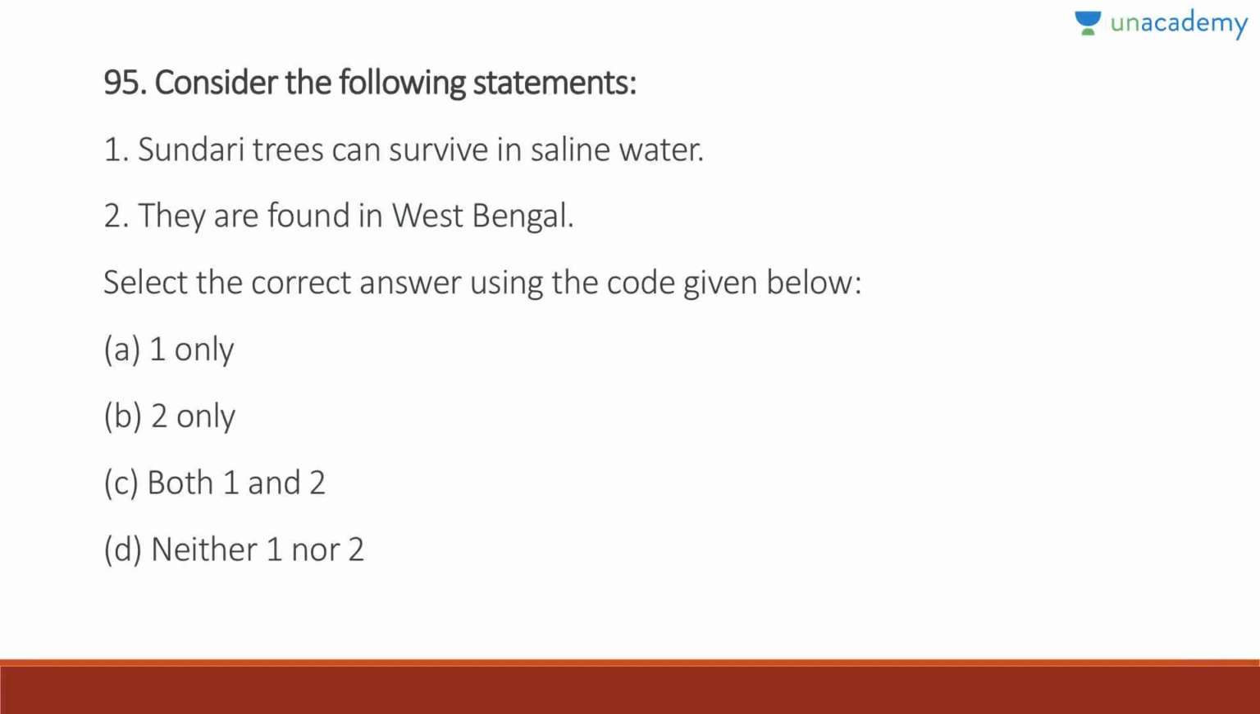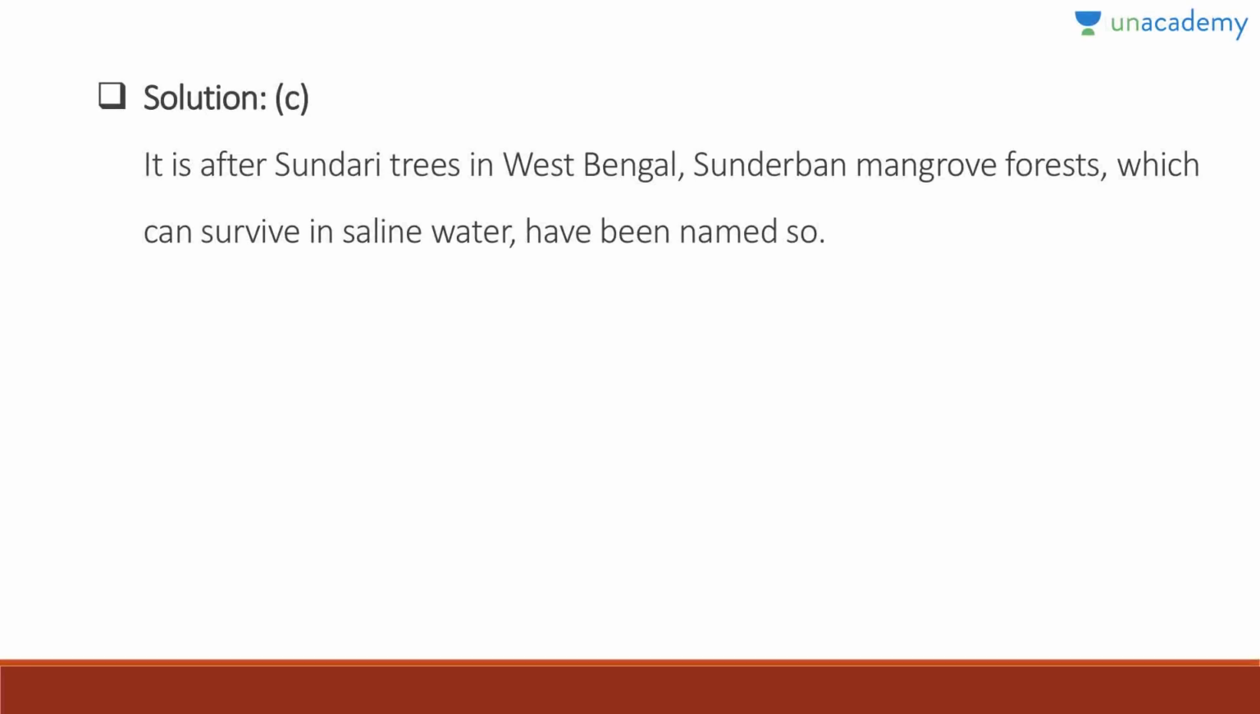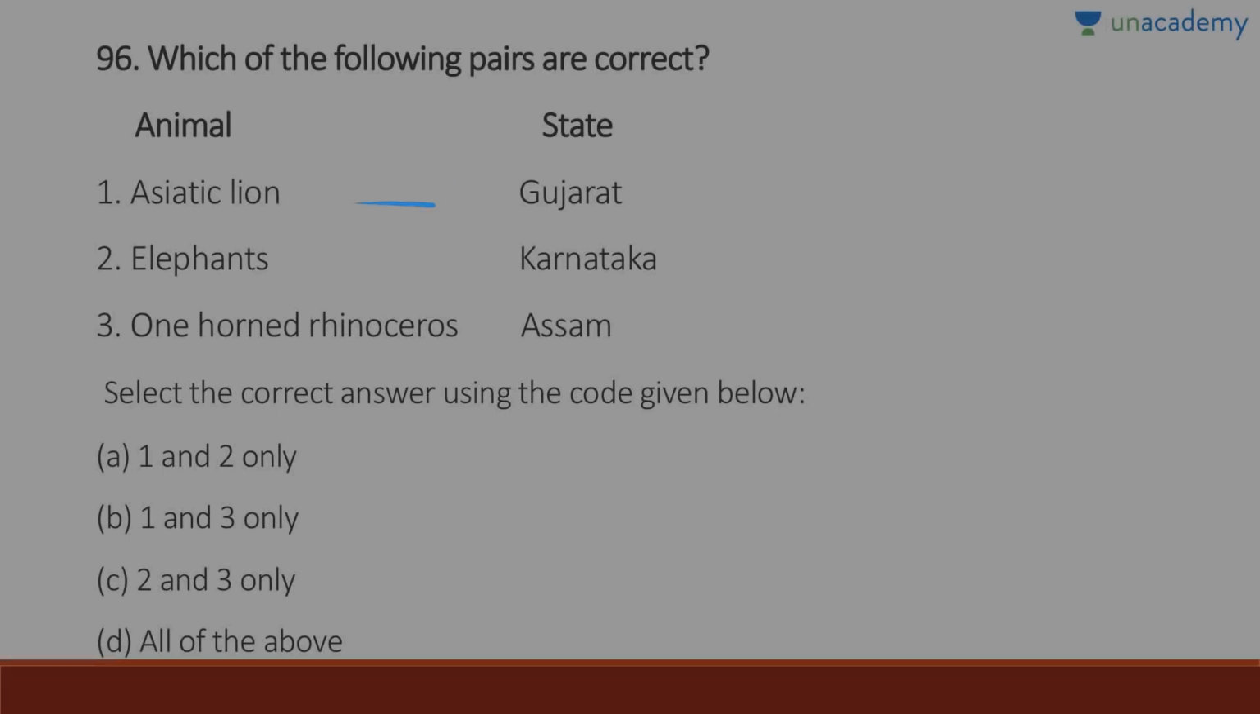Question number 95. Consider the following statements. Sundari trees can survive in saline water. Yes, this is correct. They are found in Sundarban mangrove forest and they can survive in saline water. They have been named after Sundarban. They are found in West Bengal. Yes, they are correct. Both are there. So they can survive in saline water and they are called Sundari trees.